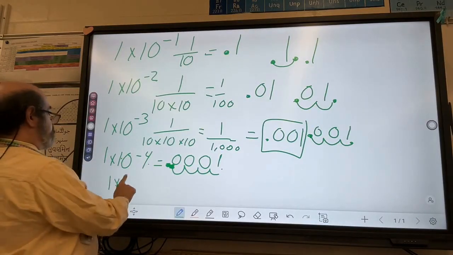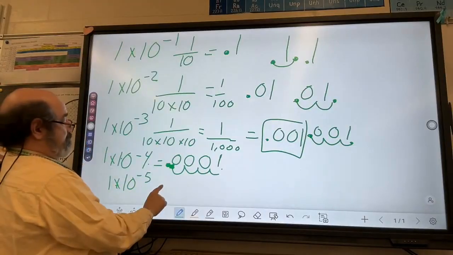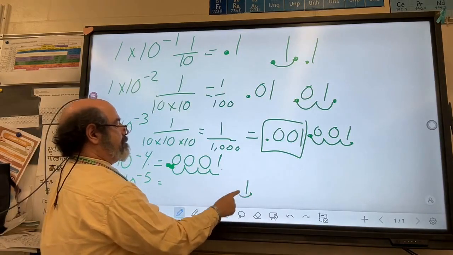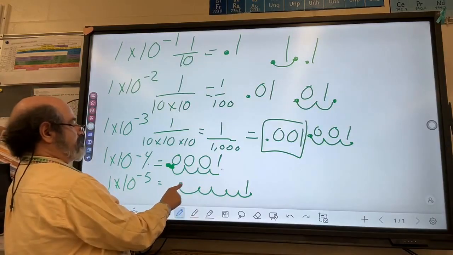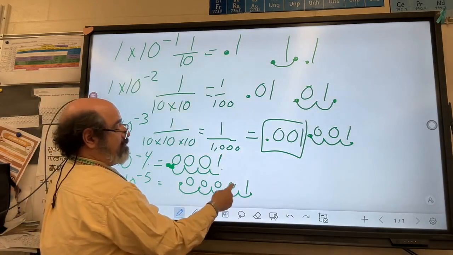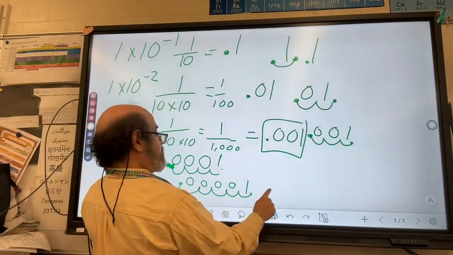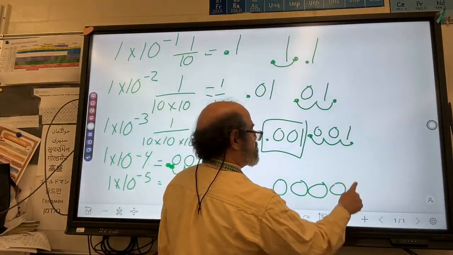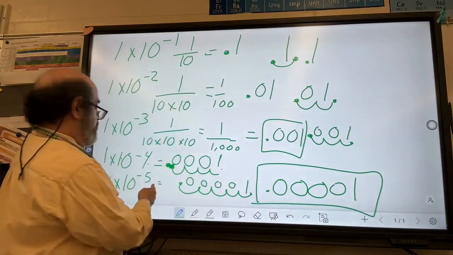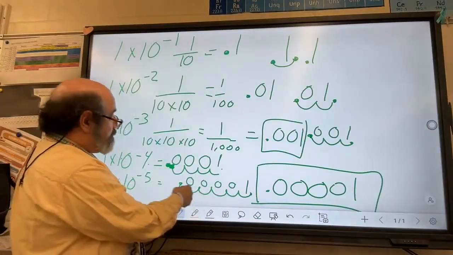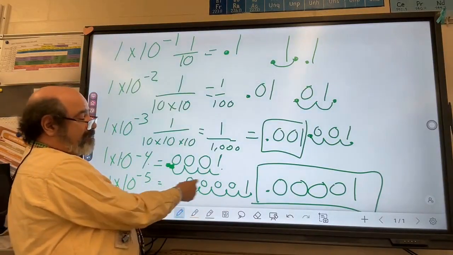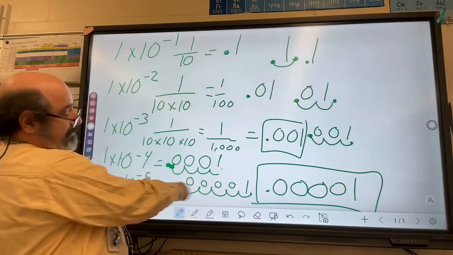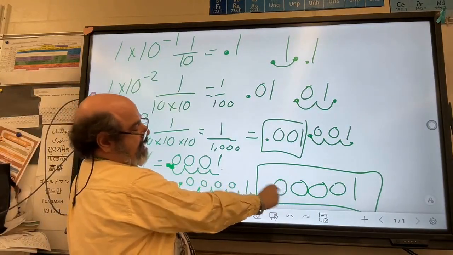10 to the minus 5, 1 times 10 to the minus 5. Same thing. We're going to move the decimal point. We have a 1, and we're going to move it 1, 2, 3, 4, 5 times. Zeros are going to fill in those little spots. The 1's already there. So we have 0.0000, how many zeros? 1, 2, 3, 4. 4 zeros and then a 1. But there's a 5. Yeah, we moved it 5 times. 1, 2, 3, 4, 5. But one of those moves was taken by the 1. So we have 4 zeros to fill in those spaces. Hence that. And it keeps on going.